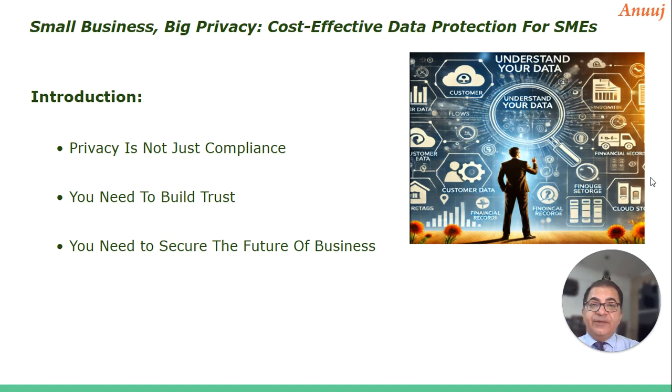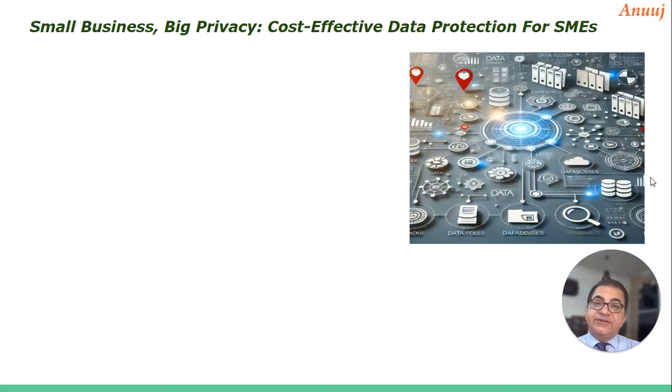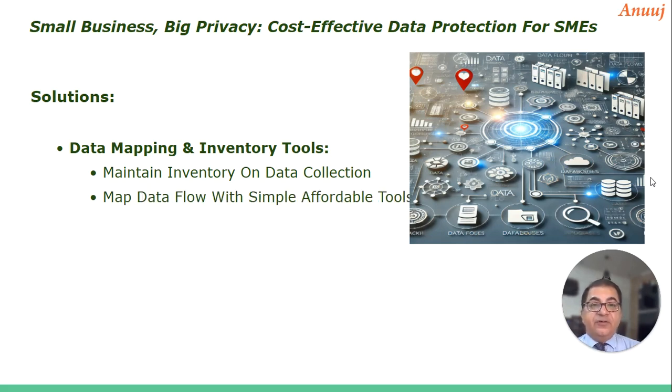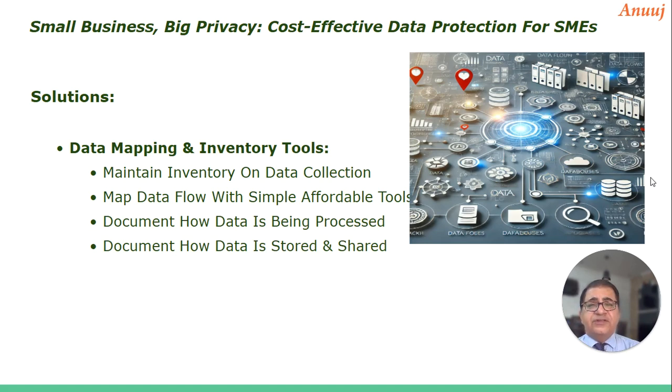So what are the basic, simple things that SMEs can do without spending too much money on it? The first thing that you always do in privacy is, of course, first you need to map out and find out inventory tools that can help you create an inventory of the data that you collect. Map the data flow, right? So what data have you collected? What is the inventory of that personal data? How is it flowing within your organization? You need to document how it is being processed, how it is being shared.